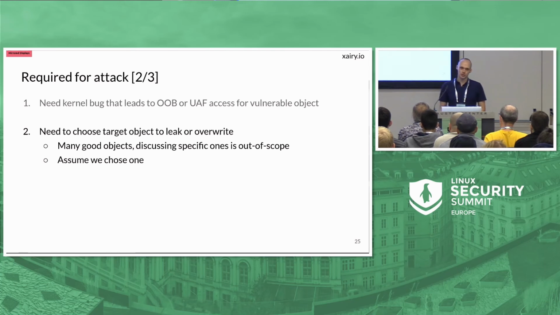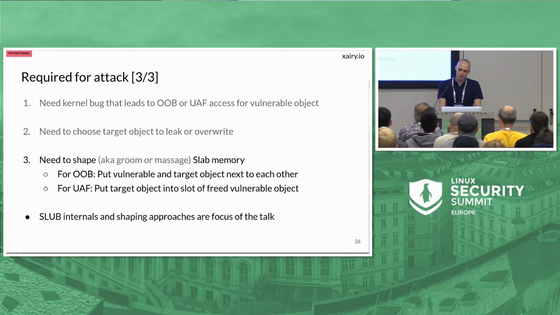There are many target objects that are commonly used in Linux kernel exploits. To find out about those, there are some lists of objects and write-ups, so you can check those out. This part we will also leave out of scope, and we're going to assume that we chose some kind of object that we can corrupt, some kernel allocation with a function pointer, or some other pointer that we can overwrite. But the part that we're going to focus on is how to shape SLUB memory to exploit out-of-bounds and use-after-free. For out-of-bounds, we'll need to figure out how to put the vulnerable and the target object next to each other. And for use-after-free, we'll need to figure out how to put the target object into a slot that is referenced by the use-after-free reference. This is going to be the focus of the talk.